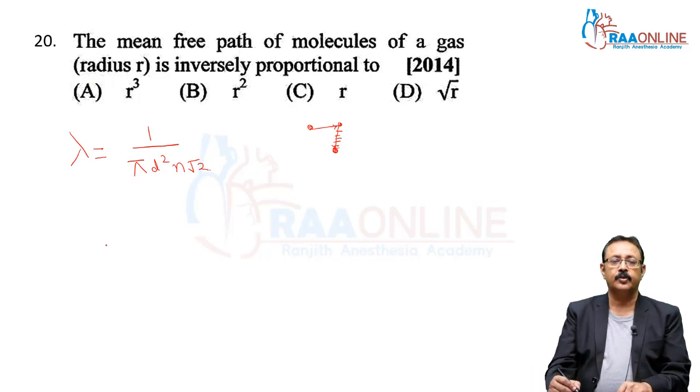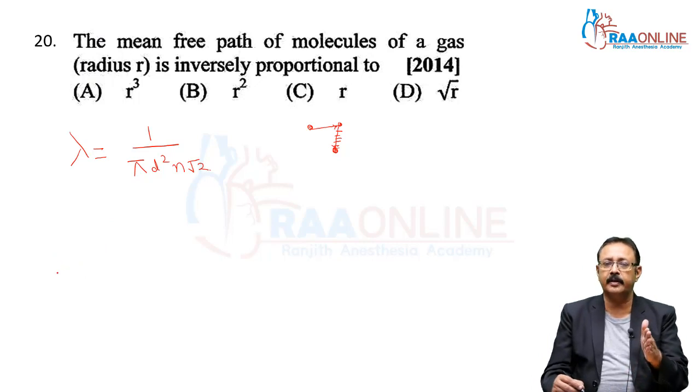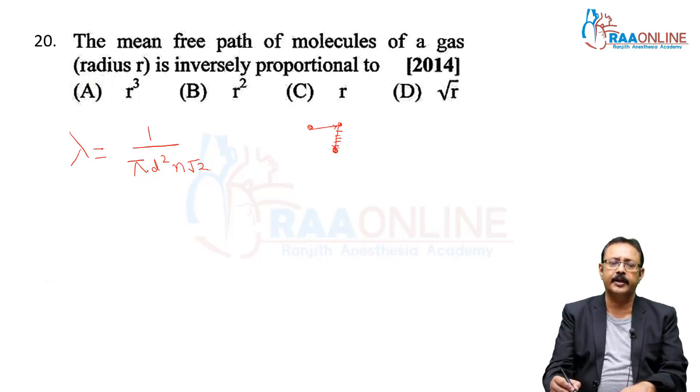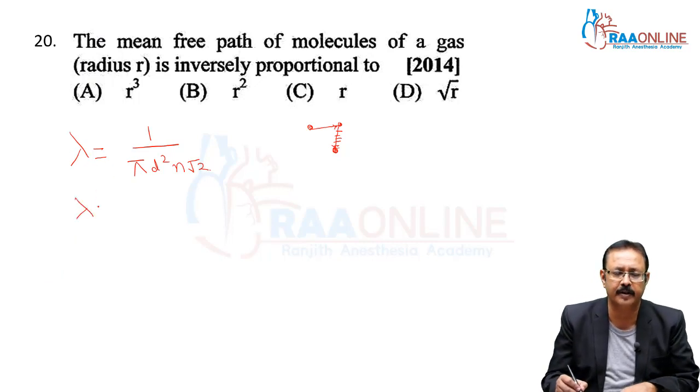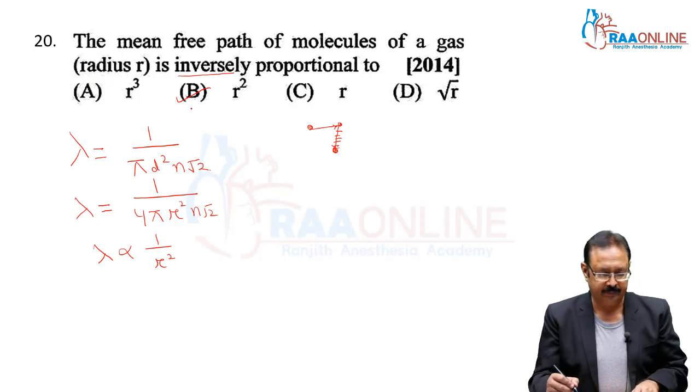The derivation is not in our syllabus, so you have to remember the formula only. What is the relation with diameter? The same should be with radius, because diameter is 2 times the radius. So in terms of radius, we can write this formula as 4 pi r square n root 2, meaning lambda is inversely proportional to the square of the radius. So we will go with B, because they use inversely, meaning 1 upon that, which is given in the question only.